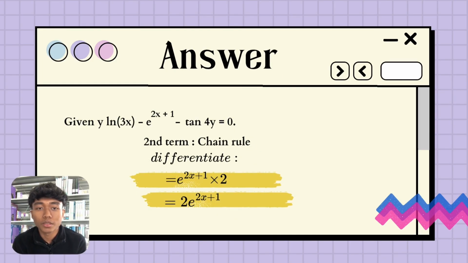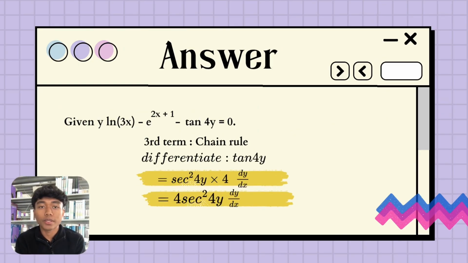Next, for the second term, we need to differentiate the equation of e^(2x+1). So what we need to do is apply a chain rule. What we get is e^(2x+1) multiplied by 2. So the final answer, we will get 2e^(2x+1). Next we move to the third term, which is tan 4y. What we need to do is differentiate tan 4y by using a chain rule.